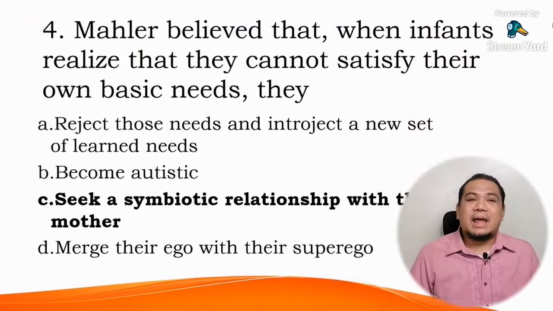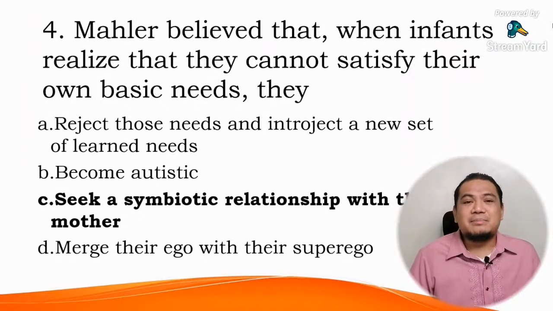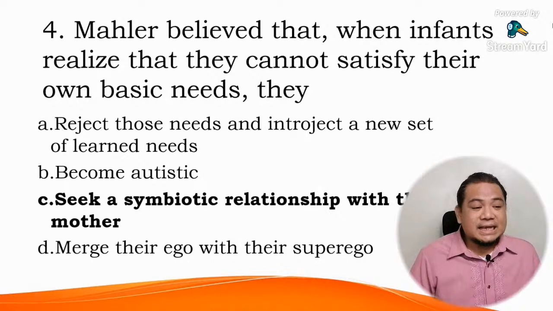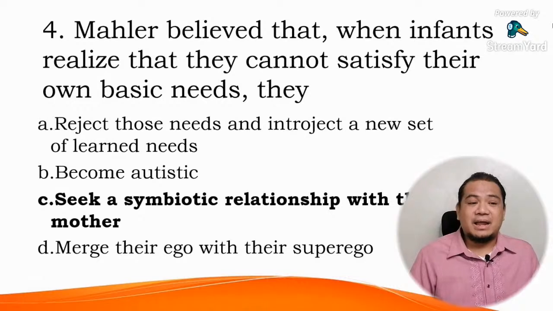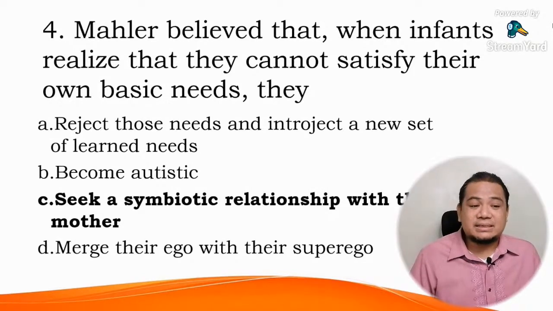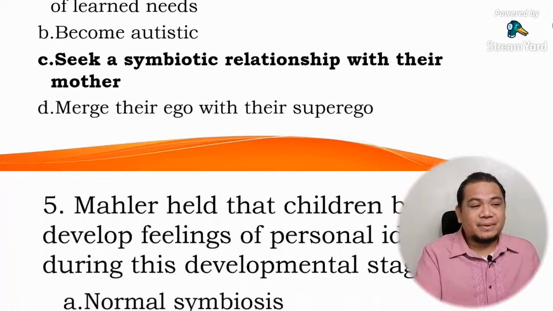Next, number 4. Mahler believed that when infants realize that they cannot satisfy their own basic needs, the answer is letter C. Seek a symbiotic relationship with their mother. As infants gradually realize that they cannot satisfy their own needs, they begin to recognize their primary caregiver and to seek a symbiotic relationship with her, a condition that leads to normal symbiosis, the second developmental stage of Mahler's theory.